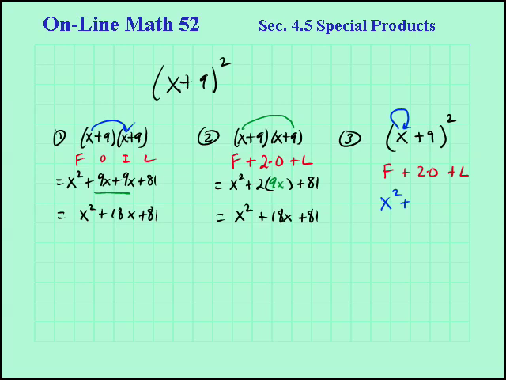Plus 2 times the outer. The outer over here was x times 9. That's what we're going to get right here. X times 9, or 9x. But remember, that's doubled. How come?